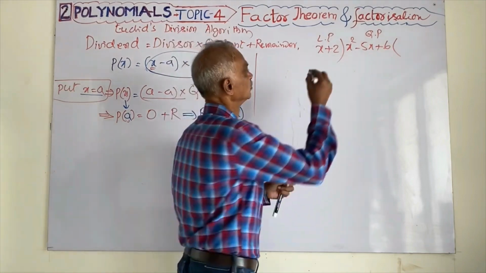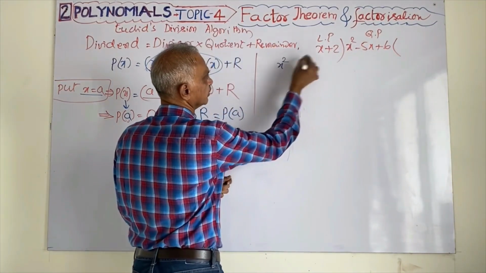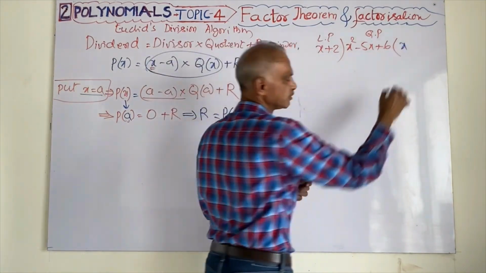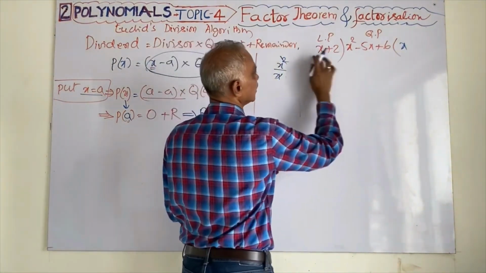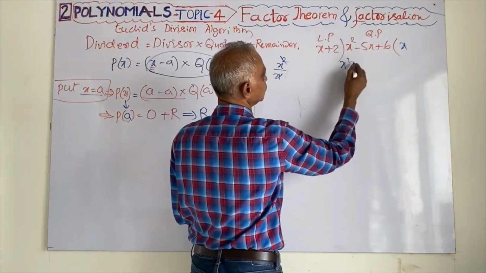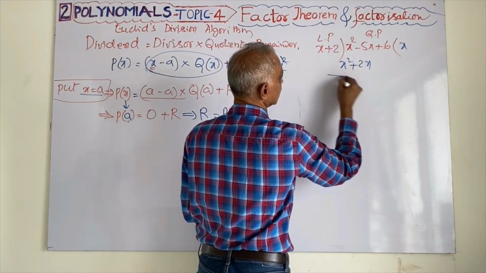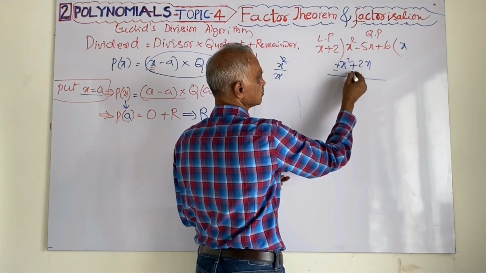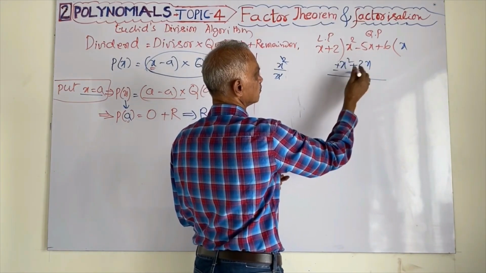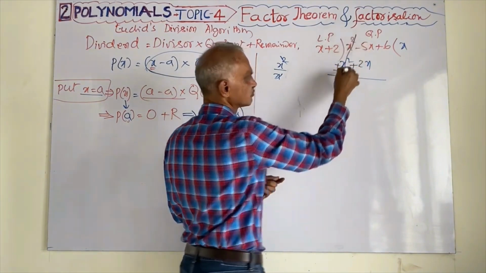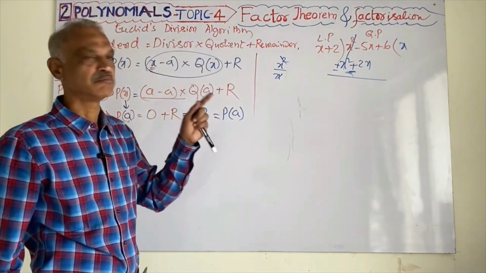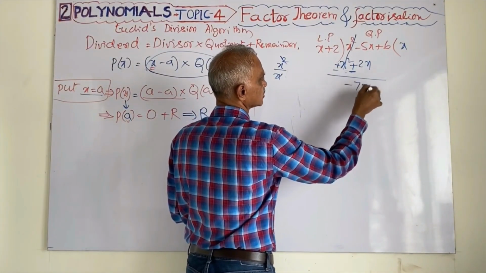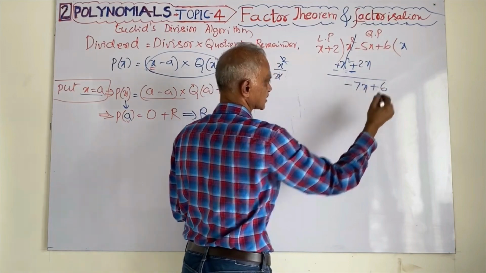Now x square by x square cancel. You have to multiply x with x plus 2, giving x square plus 2x. I am subtracting this from this. Plus becomes minus, plus becomes minus. Here x square minus x square cancel. Minus 5x minus 2x is minus 7x. I am taking down plus 6.